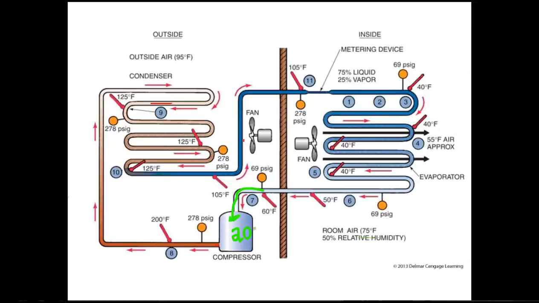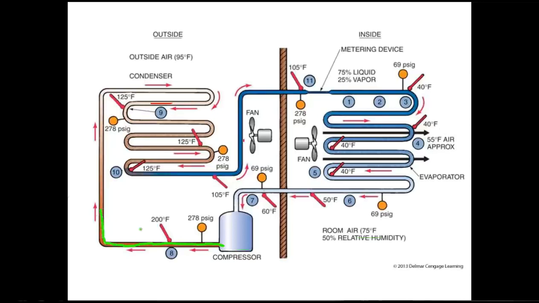Now we have 20 degrees of superheat in this vapor, and after it comes out of the compressor, it still contains that 20 degrees of superheat. As that refrigerant travels out of the compressor, it is beginning to cool down, and it's de-superheating, just letting off the sensible heat as it enters into the condenser coil.